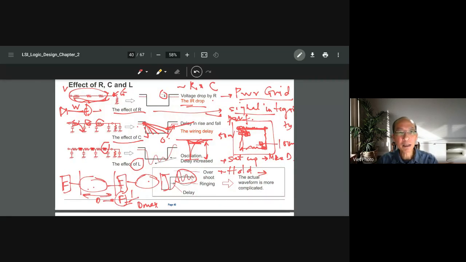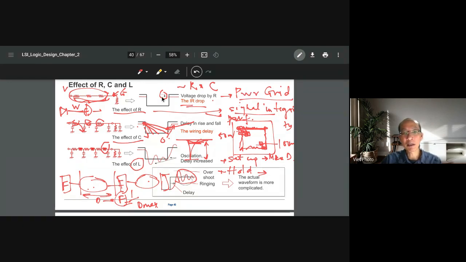Now the effect of R, C, and L. Okay, this one. So you have the R. Okay, L, I just talked about that. Now talk about R, the resistance. You can see that there are two impacts. One is that you always have resistance, then you have an IR drop, right? It's simple. But the IR drop here will make a difference. There will be an impact on the power grid and on the signal.